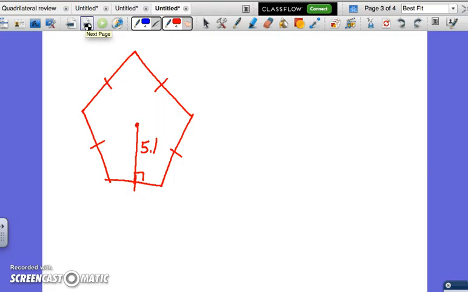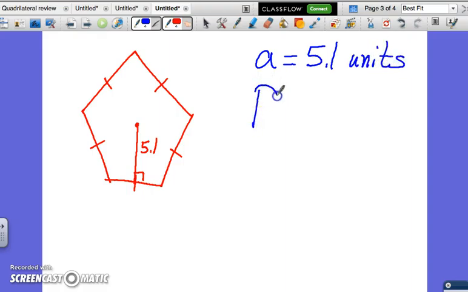So here we go. We've got this pentagon. Here again, I apologize for the drawing not being perfectly regular, but we're going to operate under that idea. I tell you right now the apothem is 5.1, so we've got 5.1 units. We need the perimeter. Well, we can't find the perimeter, because there's nothing that labels it. But we can find it.